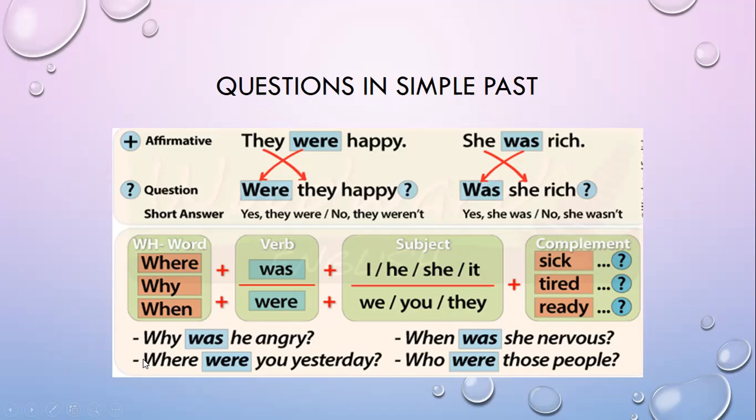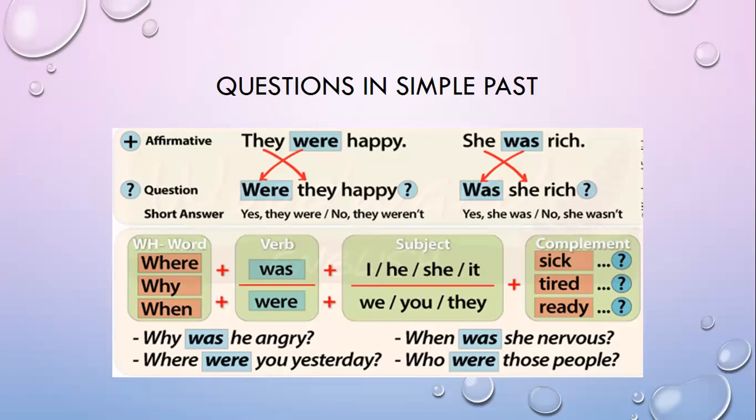Why was he angry? Okay. Other example. Yes, can you read the next example? Why was she happy, for example? Okay, excellent. Thank you. Kevin, can you continue, please? Where were you yesterday? Okay, continue. Kevin? Yes, please. When was she nervous? Okay. Who were those four people? People. Okay, perfect. Thank you.